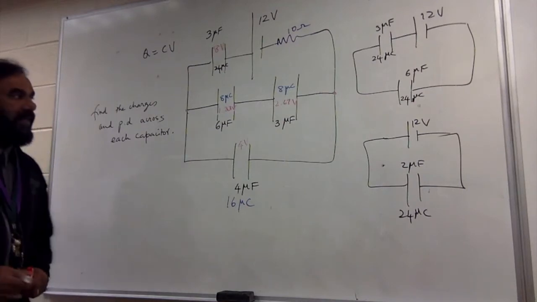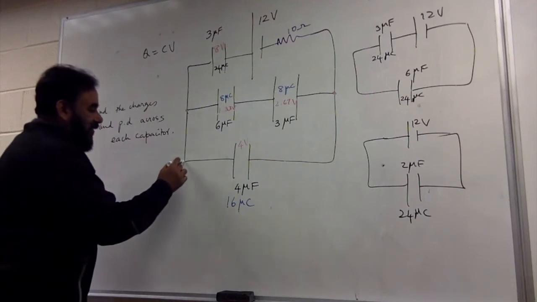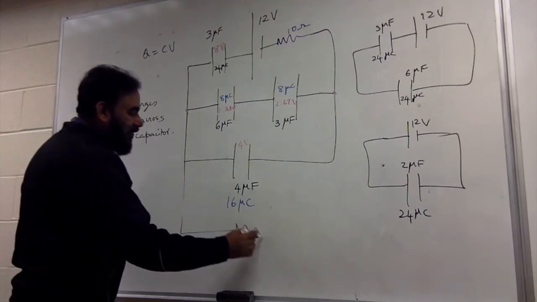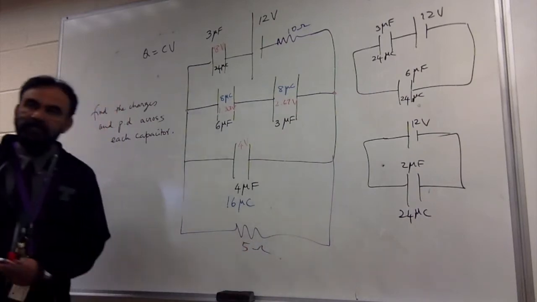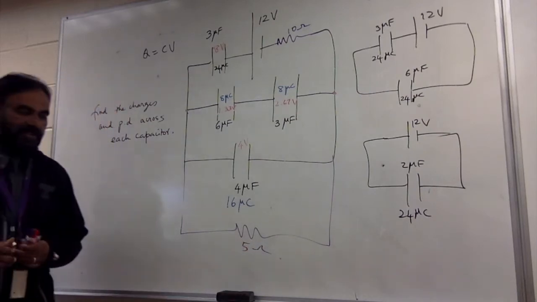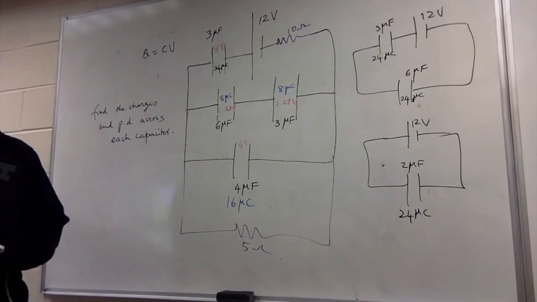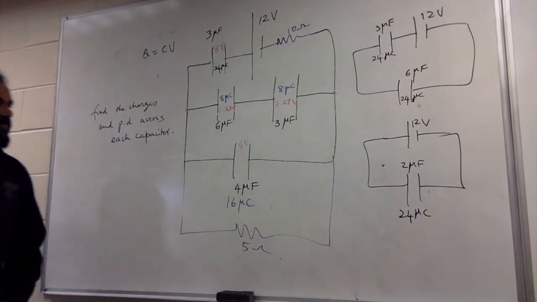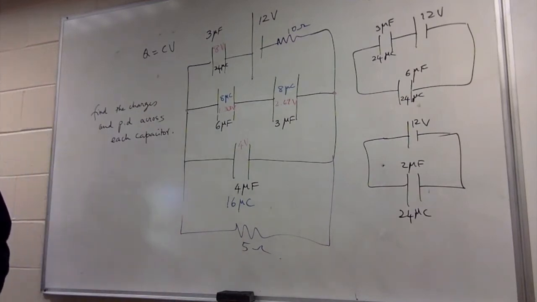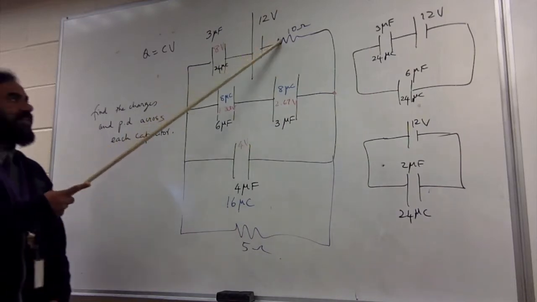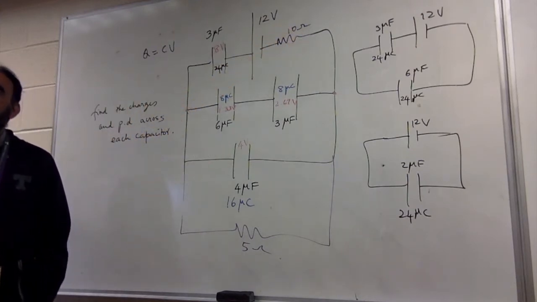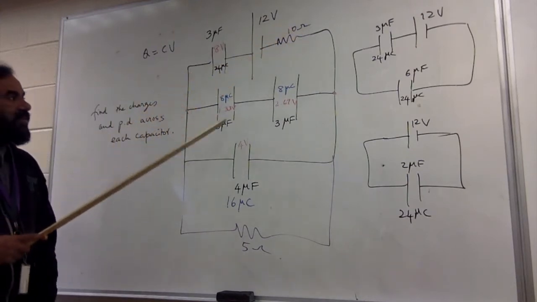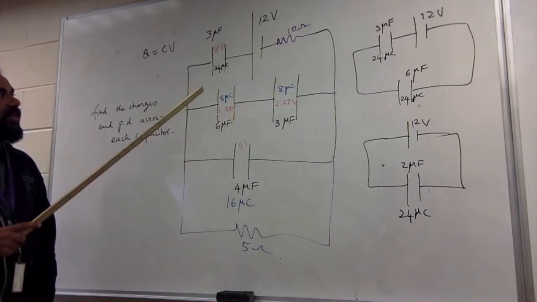Okay? Now if I put another resistor here, let's say 5 ohms, what is that going to do? Slow the charging. You may actually remove this or keep it there, absolutely fine. Will all the capacitors get to the same voltages and charges? That's my question.